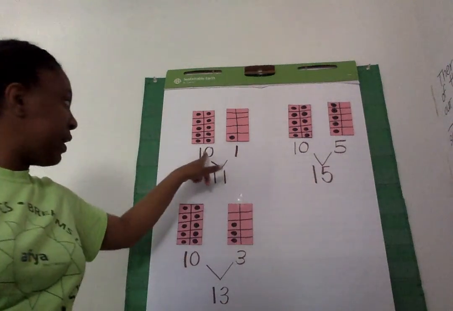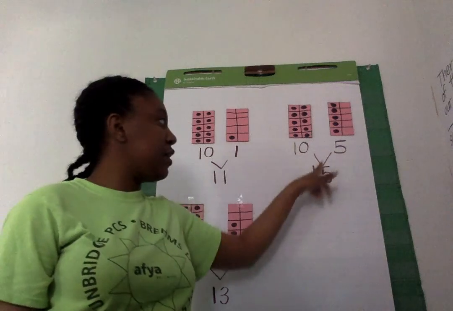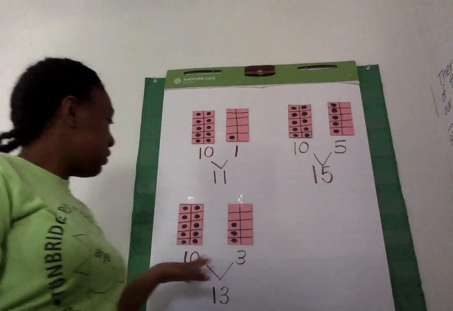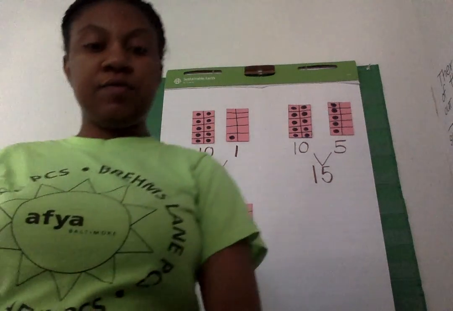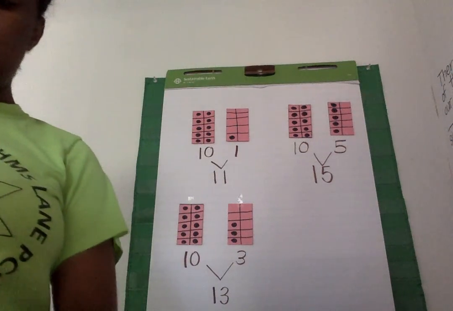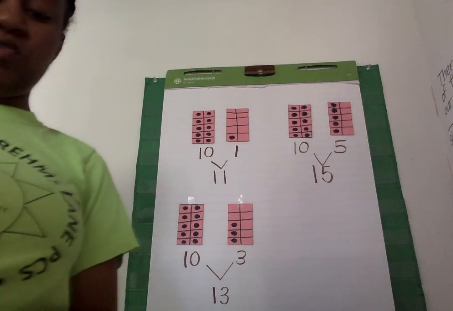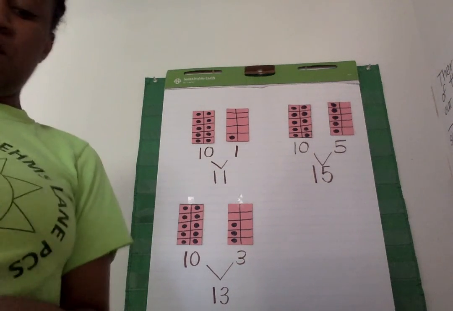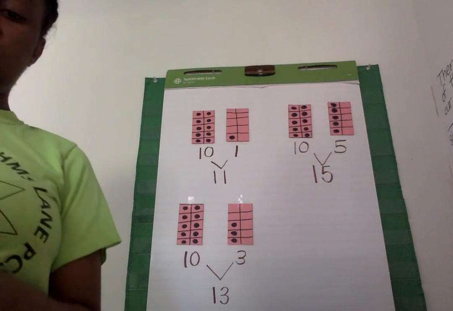And remember our pattern. We just take off the 0 and add the next number. See, 10 and 5, 15. 10 and 3, 13. You can only do it when you have 10 and something less than 10 on the other side. Let's try one more example. And this time I want you guys to tell me your answers. Let's see if you guys are correct.